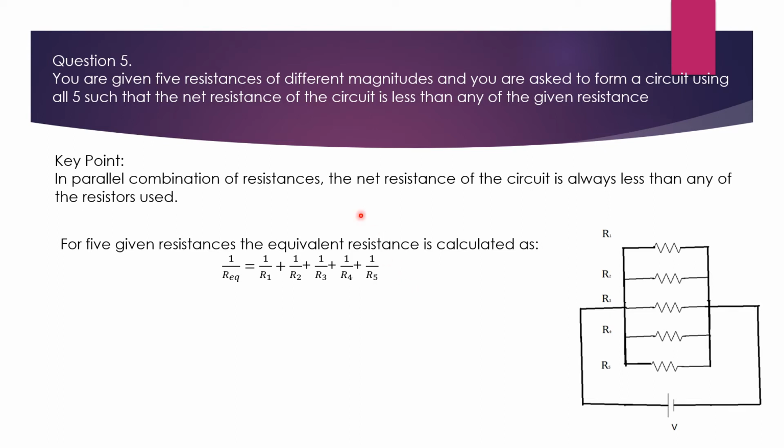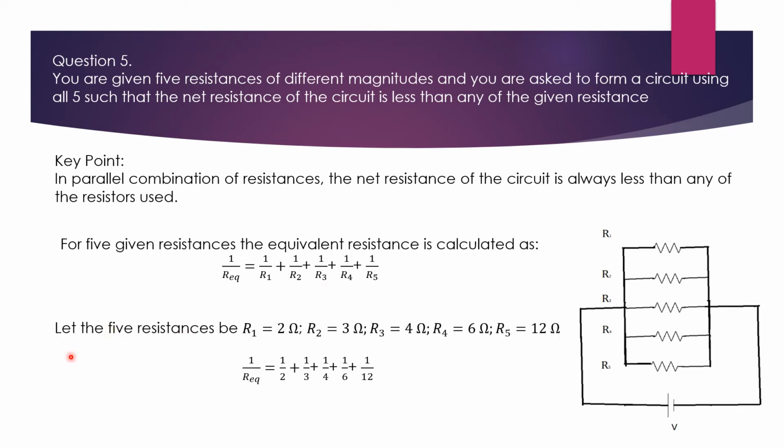Now here, in order to make this comparison and to see what happens when 5 different resistances are connected, we arbitrarily select some resistances, all of different ohmage, and let those 5 resistances be R1 equal to 2 ohm, R2 is equal to 3 ohm, R3 is equal to 4 ohm, R4 is equal to 6 ohm, and R5 is equal to 12 ohm.